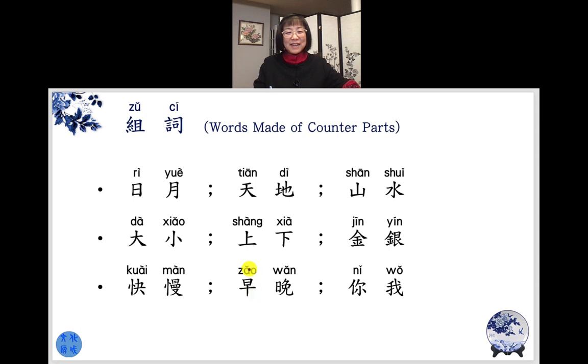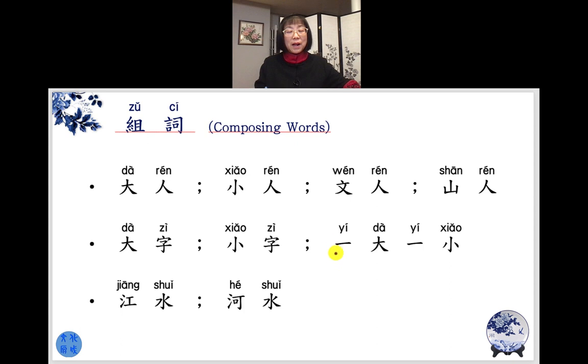早晚. You learned 早上好 and 晚上好. 早晚 means early or late, or morning and evening. 你我. You learned 你好, meaning you. 我, you haven't learned this, meaning I. 你我, you and I. It could also mean you and me, or yourself and myself. In Chinese, 你我 refers to all those three forms in English. This group are the words used with the characters you learned recently.